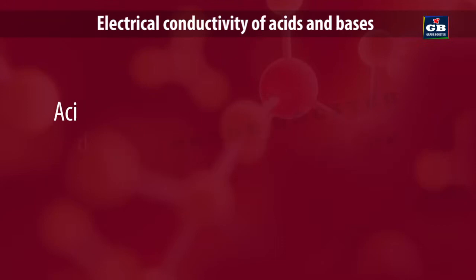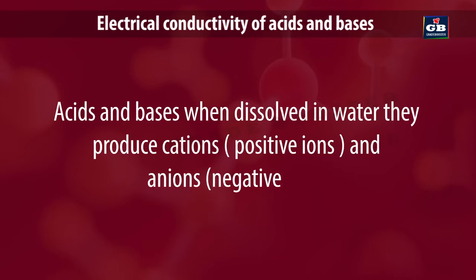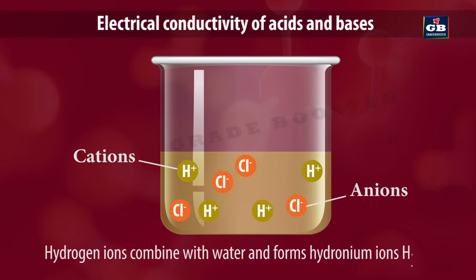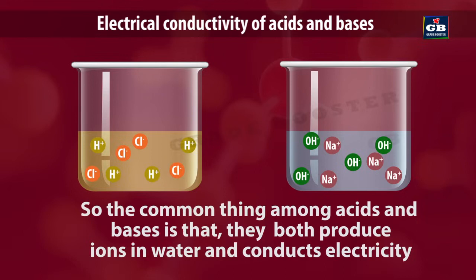Do you know why? Acids and bases, when dissolved in water, produce cations, that means positive ions, and anions, that are negative ions. When HCl is dissolved in water, it produces cations as H+ ions and anions as Cl- ions. These hydrogen ions cannot exist alone. They exist in the form of hydronium ions. In the same way, if we dissolve sodium hydroxide in water, it forms Na+ cations and OH- anions. So, the common thing among acids and bases is that they both produce ions in water and conduct electricity.